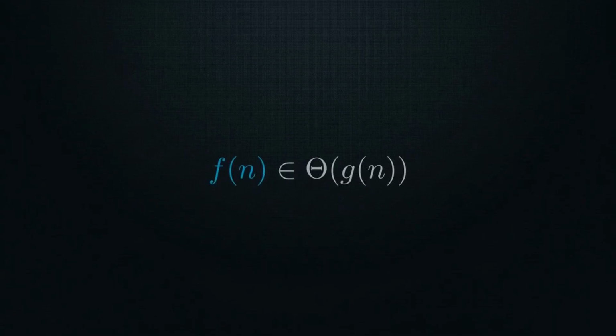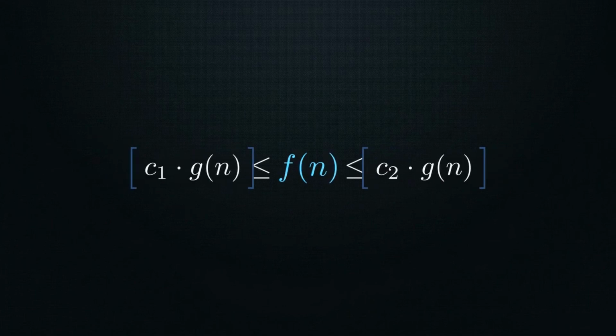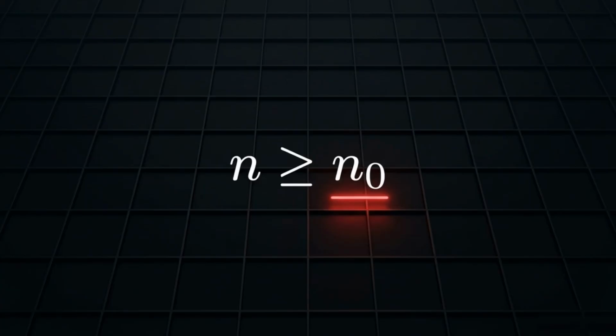A function f of n belongs to the theta of g of n if it is trapped between two scalar multiples of that base function. Specifically, c1 times g of n is less than or equal to f of n, which is less than or equal to c2 times g of n. This condition only needs to hold true after a certain minimum input size, which we define as n sub 0.